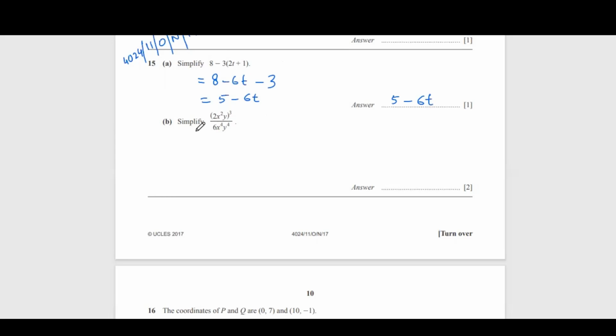Now in the part B, simplify. Okay, in this question the rule is (abc) raised to power d. You can say a raised to power d, b raised to power d, and c raised to power d. This is the law of indices here. So 2 raised to power 3, x^6, y raised to power 3 divided by 6, x^4, y^4. 2 raised to power 3 is 8.